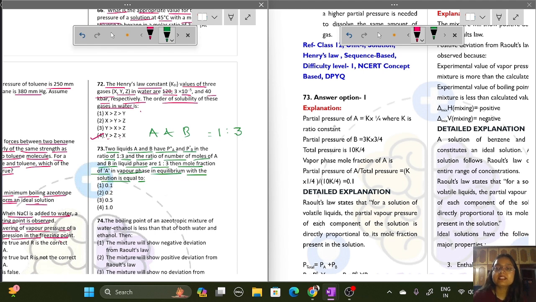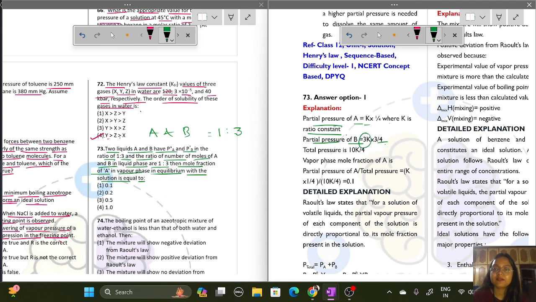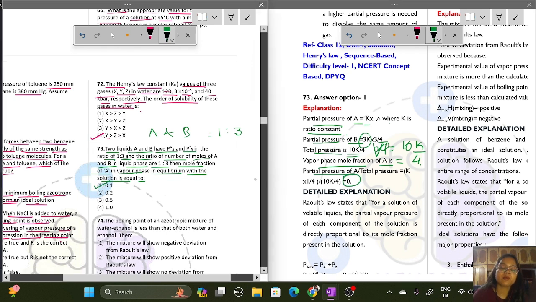This is a twisted type question, so let us try to solve it. Partial pressure of A is K into 1/4, where K is the ratio constant, and partial pressure of B is 3K into 3/4. So the total vapor pressure is 10K by 4. Now the vapor phase mole fraction of A is the partial pressure of A divided by the total pressure, which comes out to be 0.1. So 0.1 is the correct option.